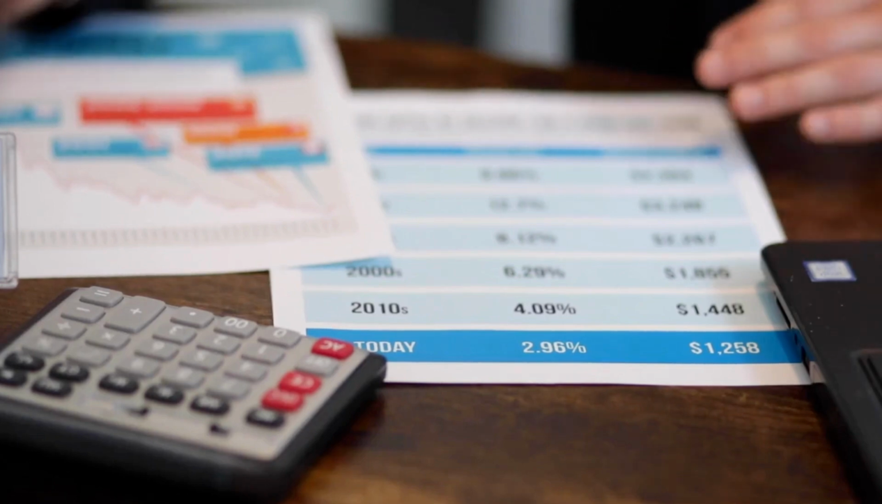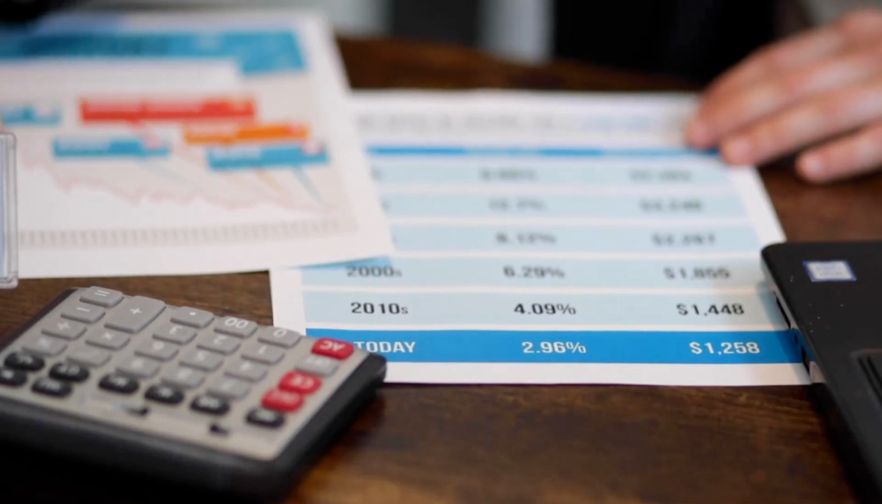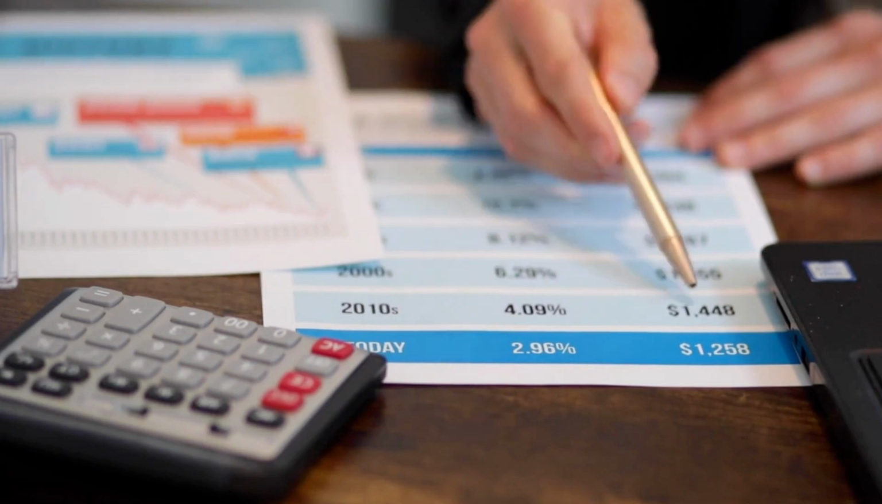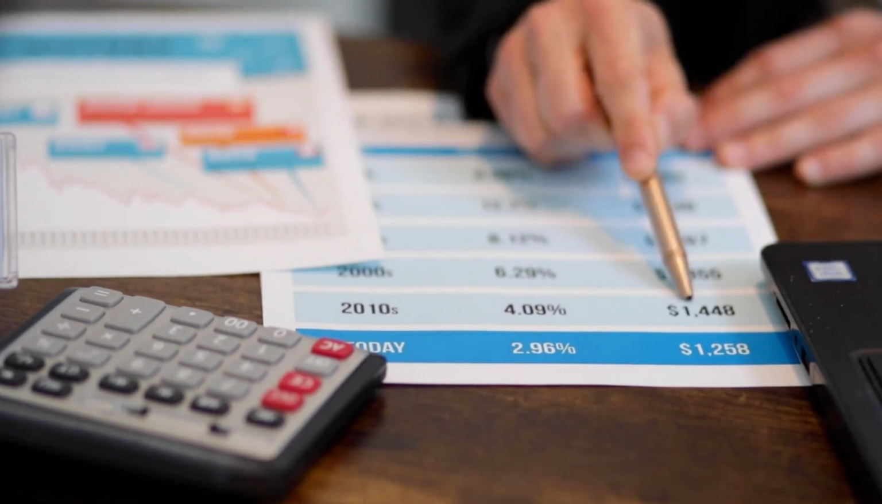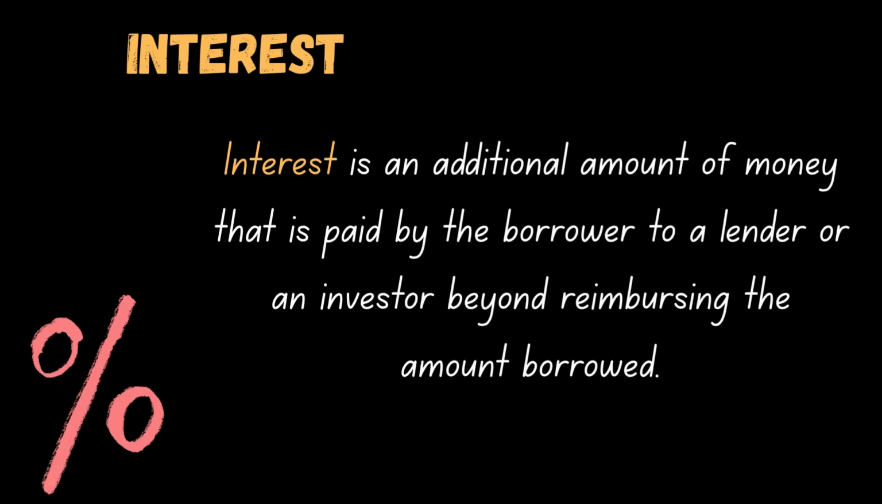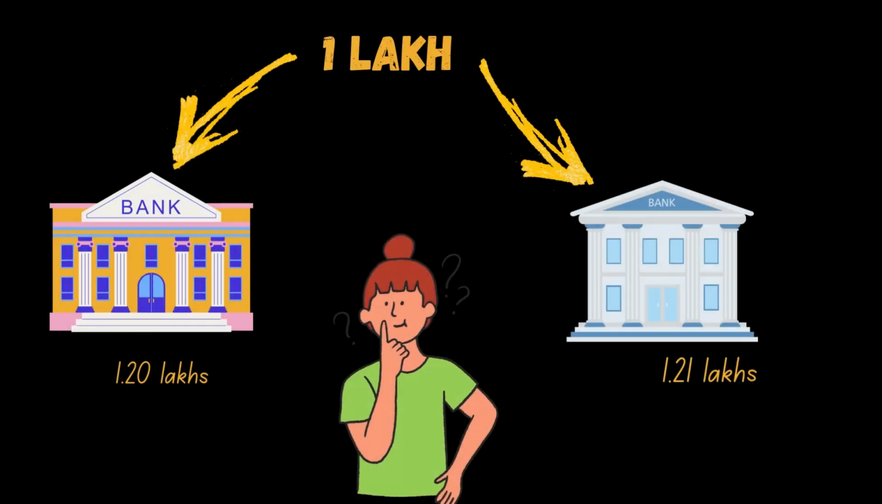We all heard from our parents that they will deposit some money in the bank at an interest rate and the amount will go up after a few months or years. How did it happen? At first, what do you mean by interest? Interest is an additional amount of money that is paid by the borrower to a lender or an investor beyond reimbursing the amount borrowed. And today we are going to learn more about interest.